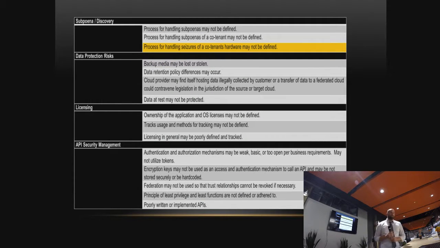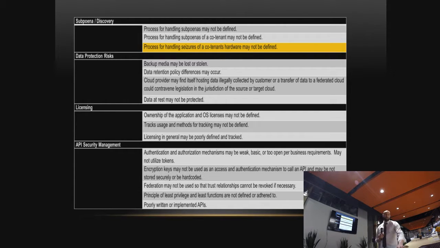And this is another interesting one for anyone who's got worldwide business. The process for handling seizures of co-tenants' hardware may not be defined. You might not have contracted around this. You've got a data center sitting in Singapore that's been seized by some government agency that might not be the United States, because one of your co-tenants is doing illegal stuff, and all your data went with it. What do you do? I don't know. It could happen domestically.